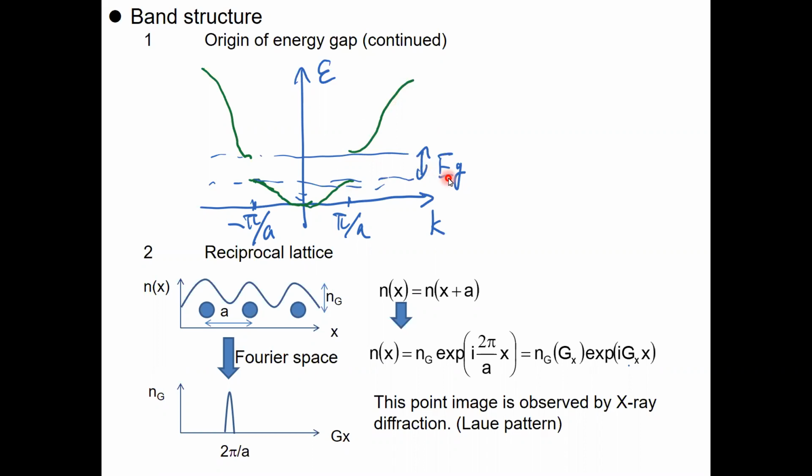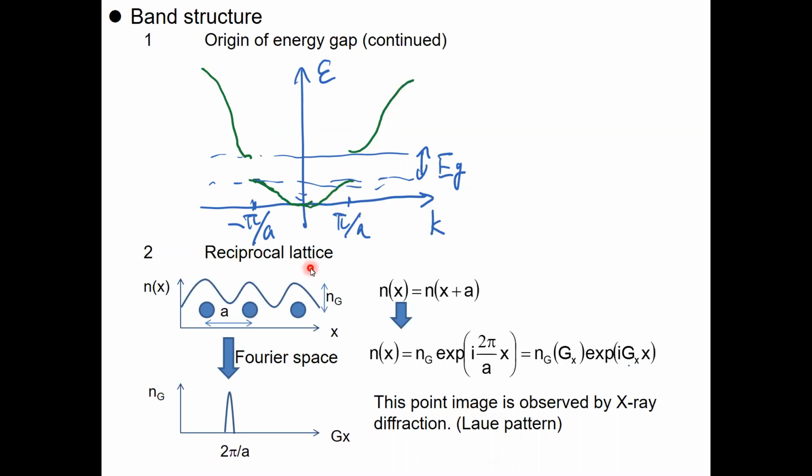And let's see. The original electron wave has a parabolic dependence on k, but actually the energy, under the circumstance of the lattice condition, can give us some gap.